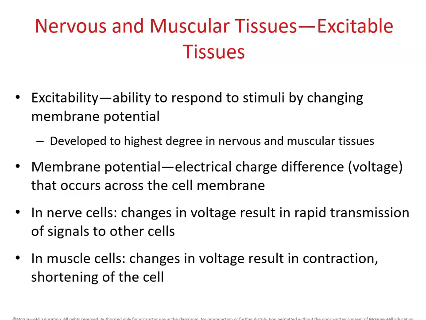When the membrane potential is reached, when that electrical charge happens in a nerve cell, that causes the nerve cell to transmit the signal, whatever it is, onto the next nerve cell. In a muscle tissue, when that voltage is reached, the consequence is the muscle contracts and shortens.